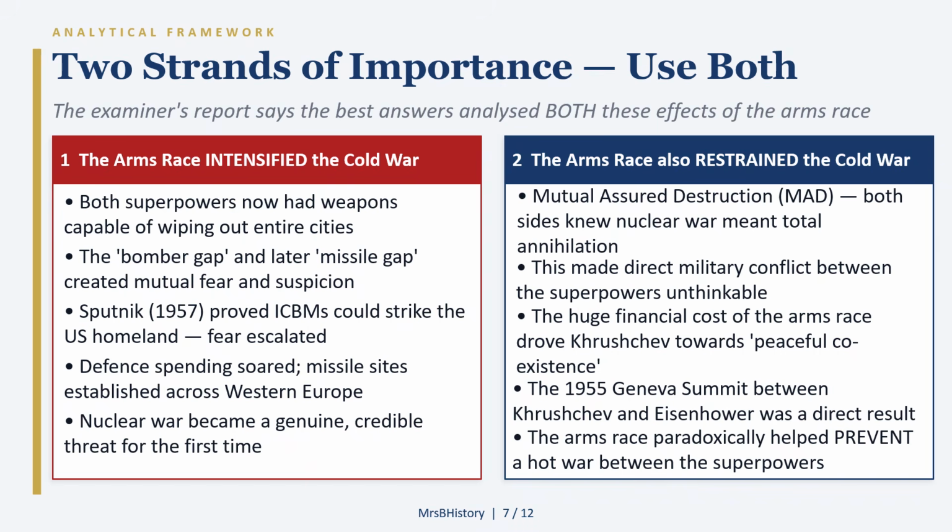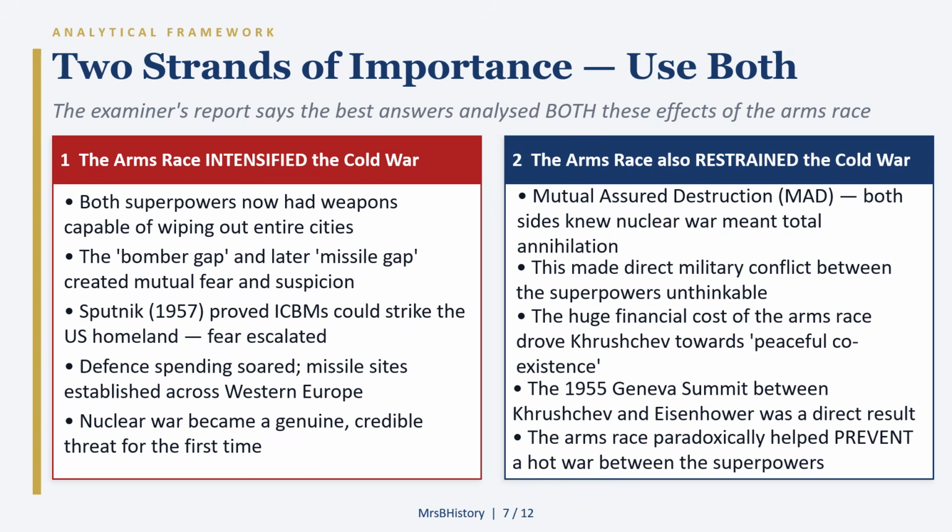But there's also strand 2, which is that the arms race also restrained the Cold War. And this is the one that most students missed. The concept of mutual assured destruction, or MAD, meant that both sides knew a nuclear exchange would result in total annihilation. This made direct military conflict between the superpowers effectively unthinkable.